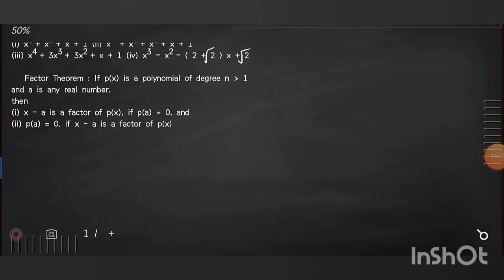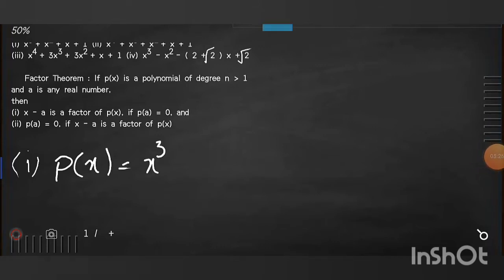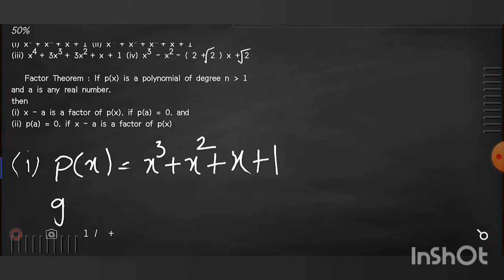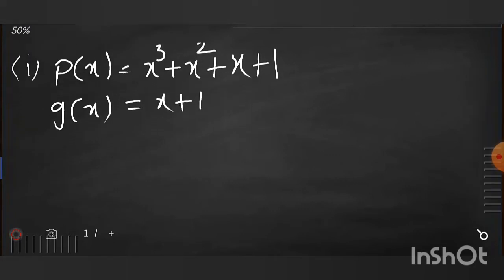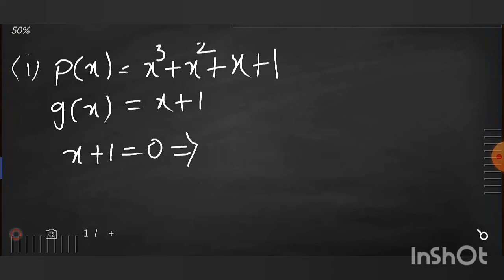Now let us see the first problem. In the first problem, p of x equals x cube plus x square plus x plus 1, and I am taking x plus 1 as g of x. g of x equals x plus 1. Now first find the x value from g of x, that is, x plus 1 equals 0. That implies x equals minus 1. Taking the plus 1 to the other side, it becomes minus 1. 0 minus 1 is minus 1.